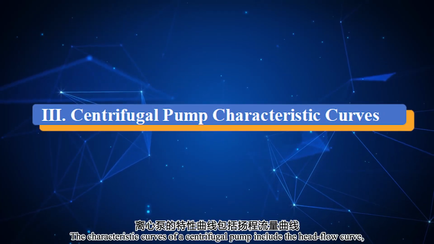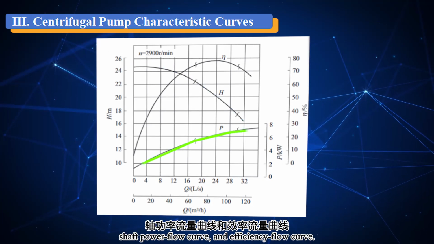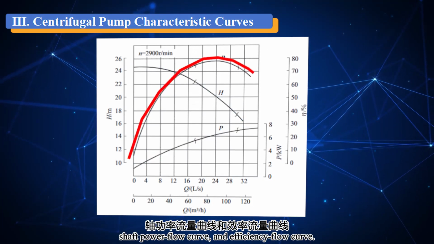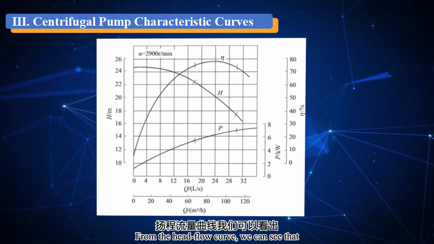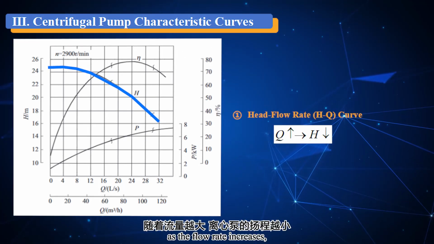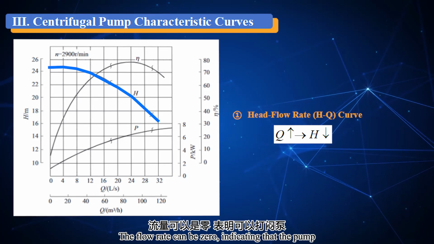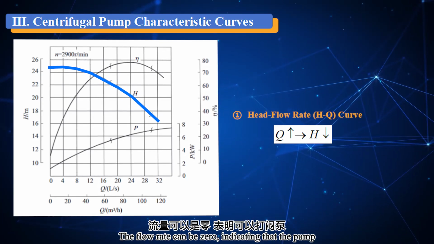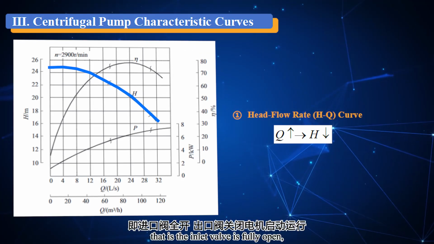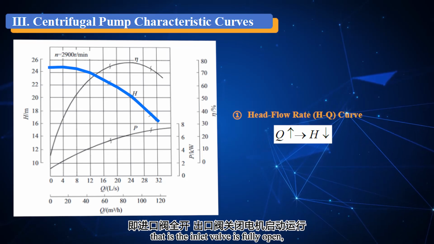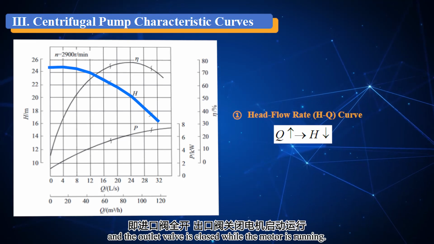The characteristic curves of a centrifugal pump include the head flow curve, shaft power flow curve, and efficiency flow curve. From the head flow curve, we can see that as the flow rate increases, the head of the centrifugal pump decreases. The flow rate can be zero, indicating that the pump can operate with a closed discharge valve. That is, the inlet valve is fully open and the outlet valve is closed while the motor is running.